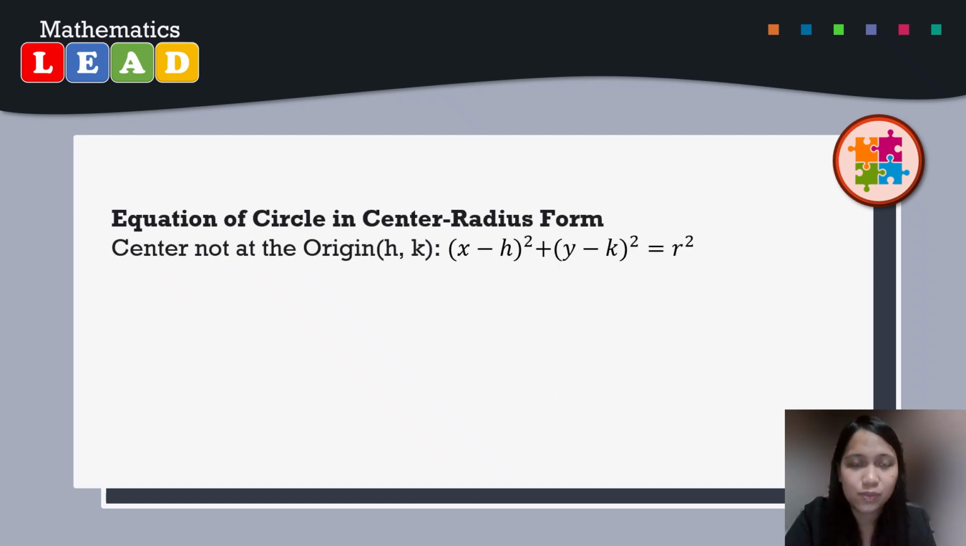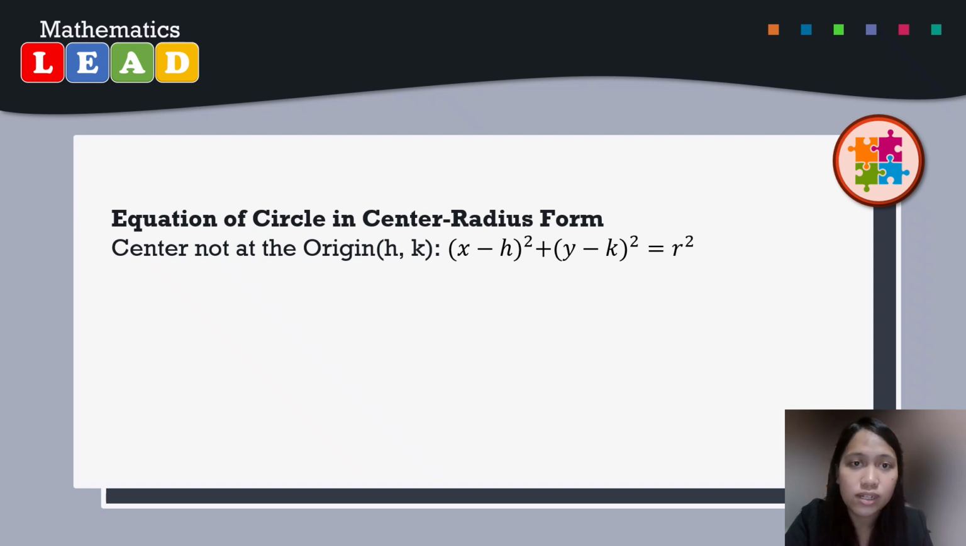Now, let us all proceed to the equation of a circle in center-radius form with the center not at the origin, (h, k). When a circle has a center at (h, k), that means the center is not at the origin, unless h is equal to 0 and k is equal to 0, and radius r.